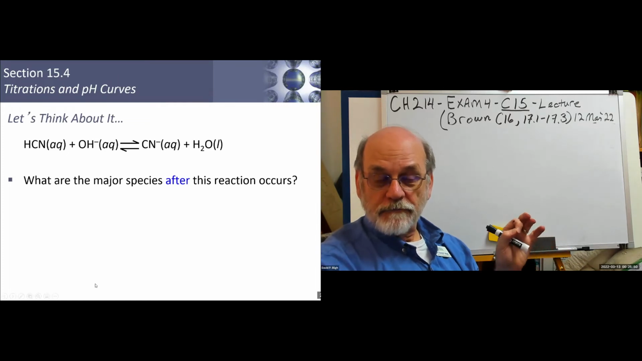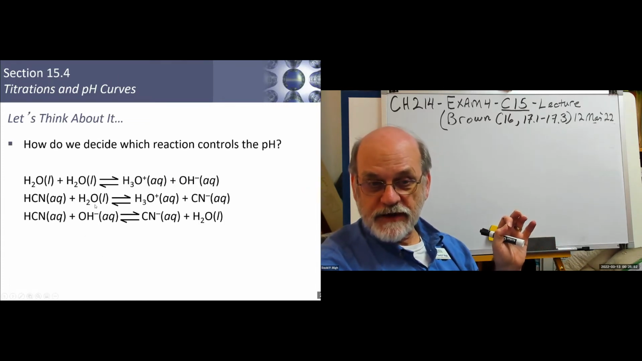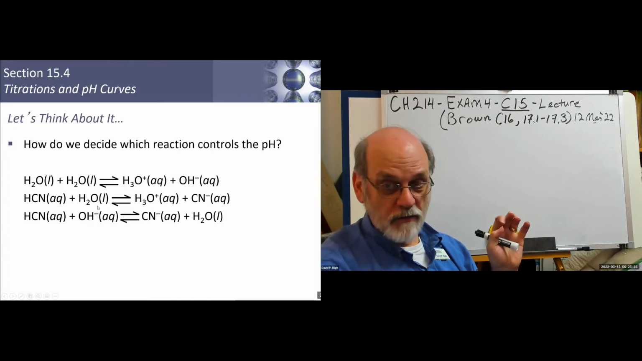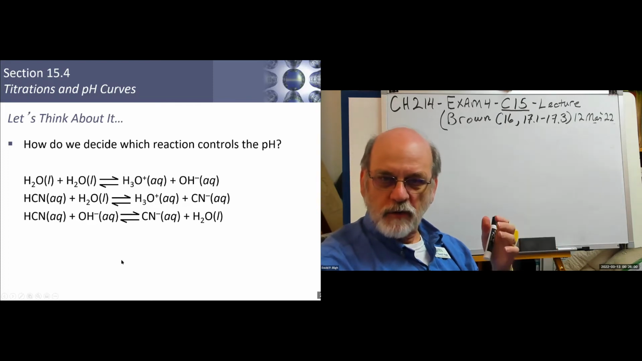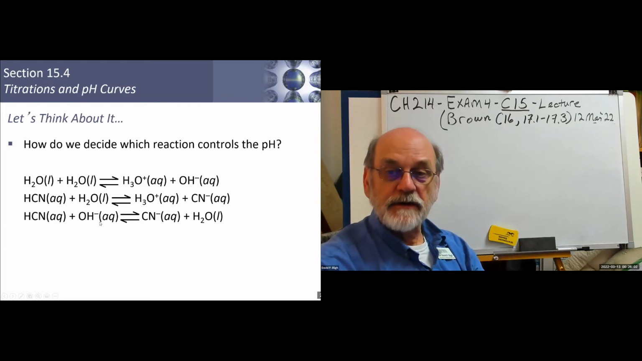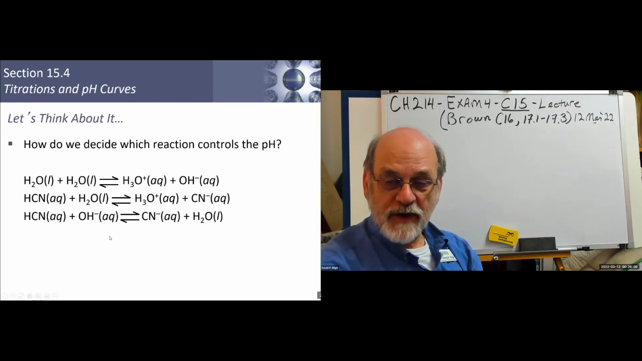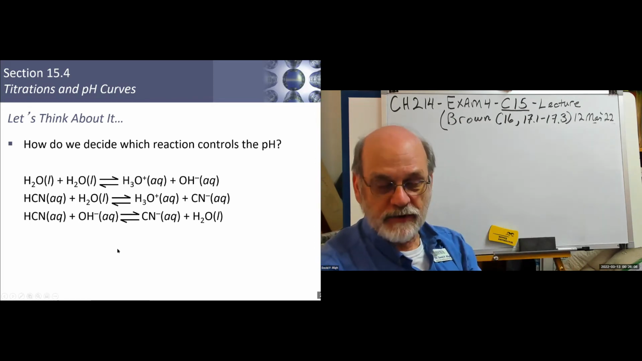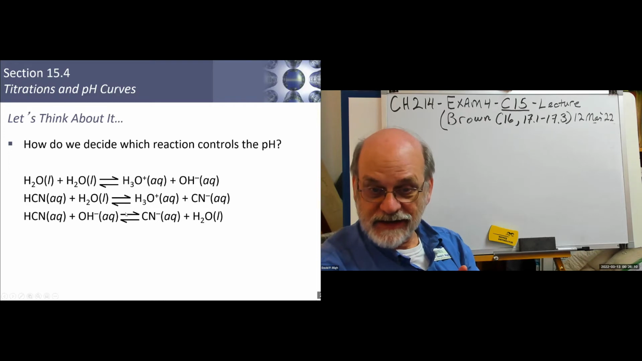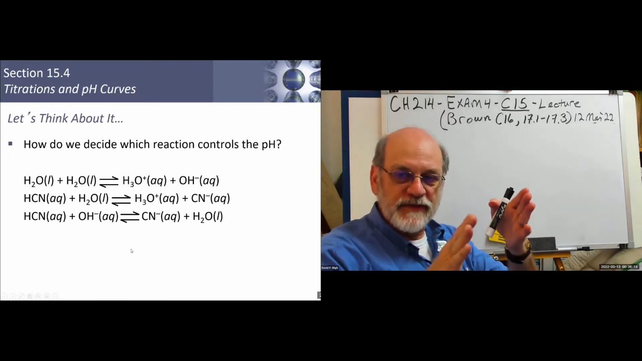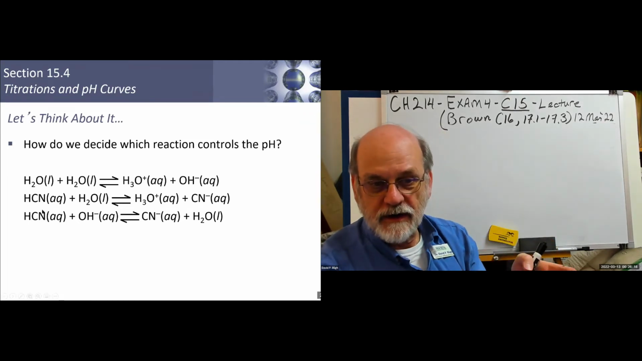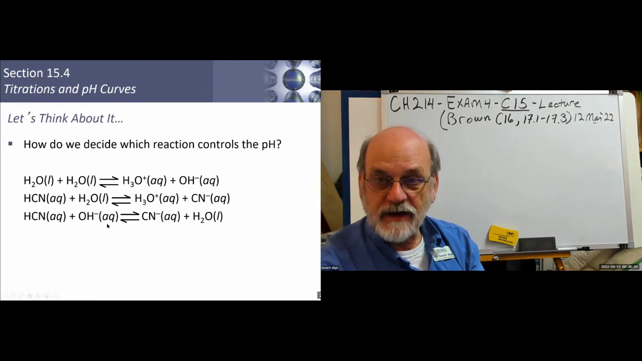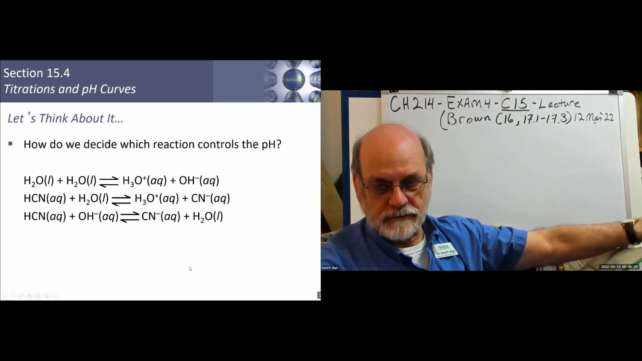Well, first of all, notice we have these two possibilities here, which are, well, actually three. They're all valid. But when we add the base to the acid, the first reaction that occurs is the stoichiometry between the base and the acid, this last equation, right? That's why we split this operation up into two processes. The stoichiometry comes first. So HCN and OH minus react to produce CN minus in water, and we let that reaction go to completion.